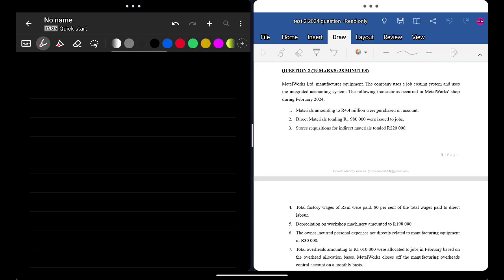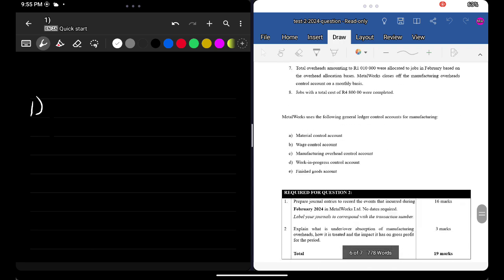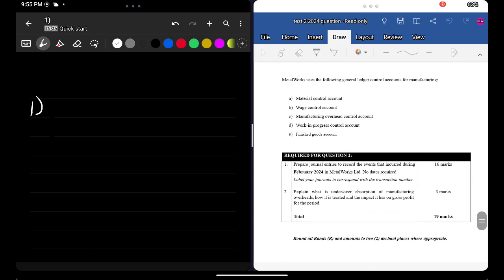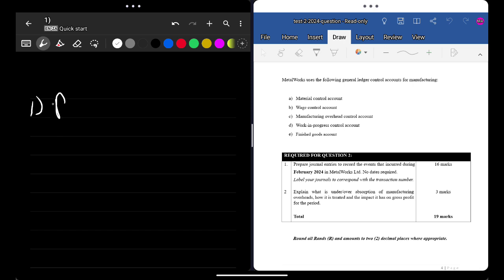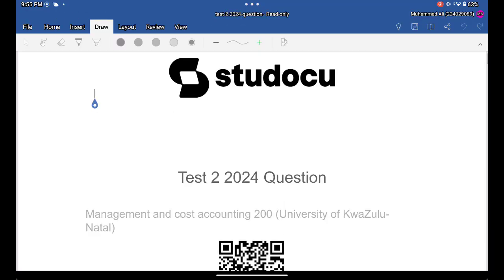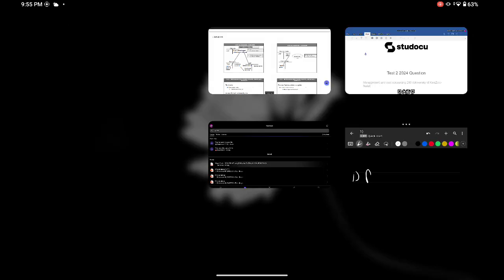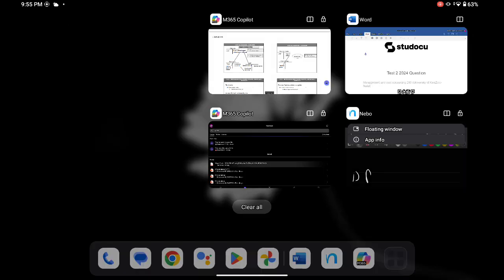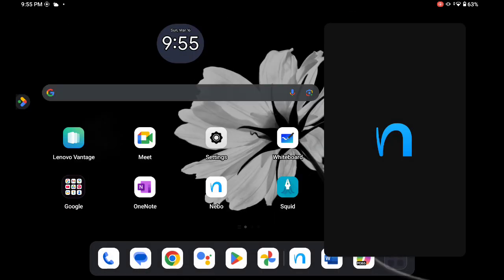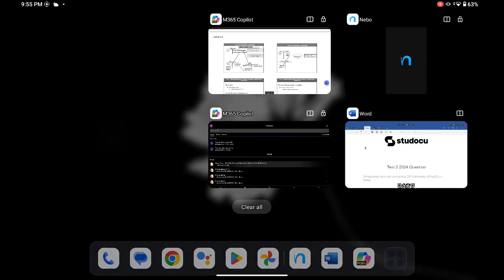So let's put number one here now. Number one. Okay, so number one. Materials amounting 4.4 million was purchased on account. Right? You purchased materials. Because you purchased materials, right? You know you're going to debit materials account. So obviously now we're going to debit the materials control account, right?